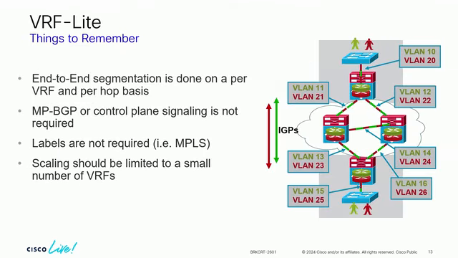Just like I mentioned with the layer 2 .1Q trunk, if you don't do this on every hop, you're going to have some reachability issues. The other thing is that you do not need multi-protocol BGP for any VRF Lite. You do not need MPLS. You do not need LDP. You do not need labels. You need none of it.